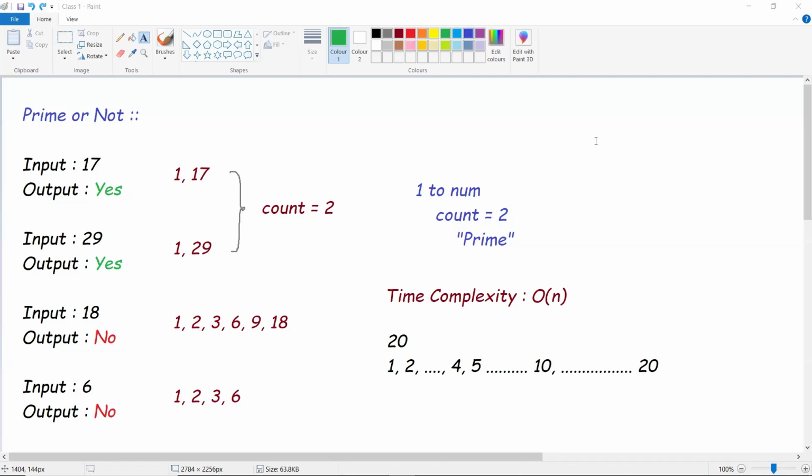Hello guys, welcome back. In the previous video, we have seen how to check whether the given number is prime or not by using approach 2, where the time complexity is order of n by 2. So now in this video, let's try to optimize this prime number logic further to the square root of the given number. Let me explain in detail the purpose behind that square root.